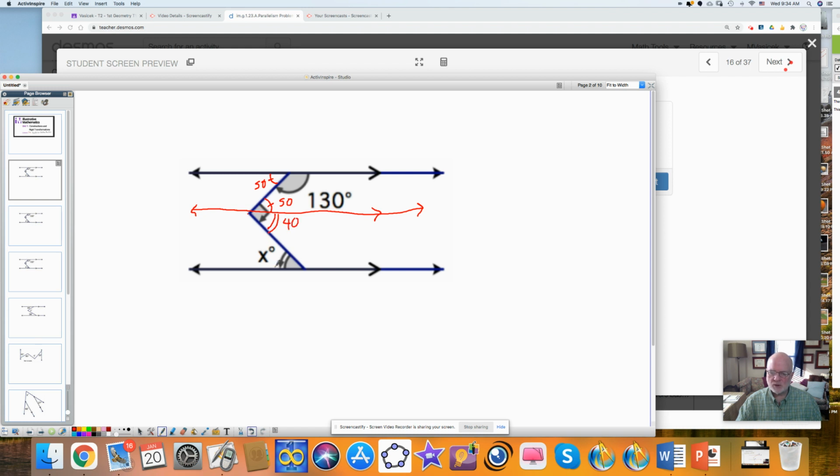And since these two angles are alternate interior, x is equal to 40. A different way of doing this problem, which you will use on some of the other ones that I'm not going to demonstrate for you, would be to extend a line.